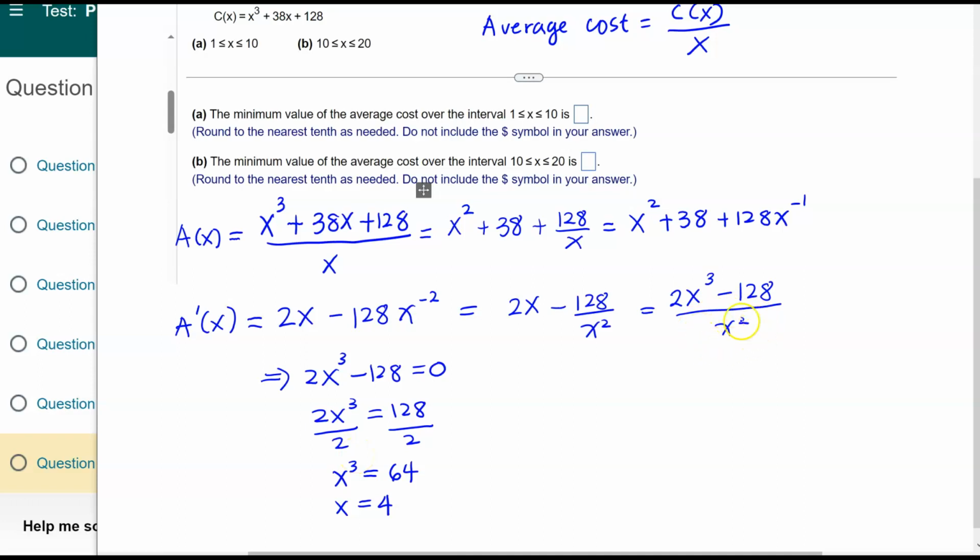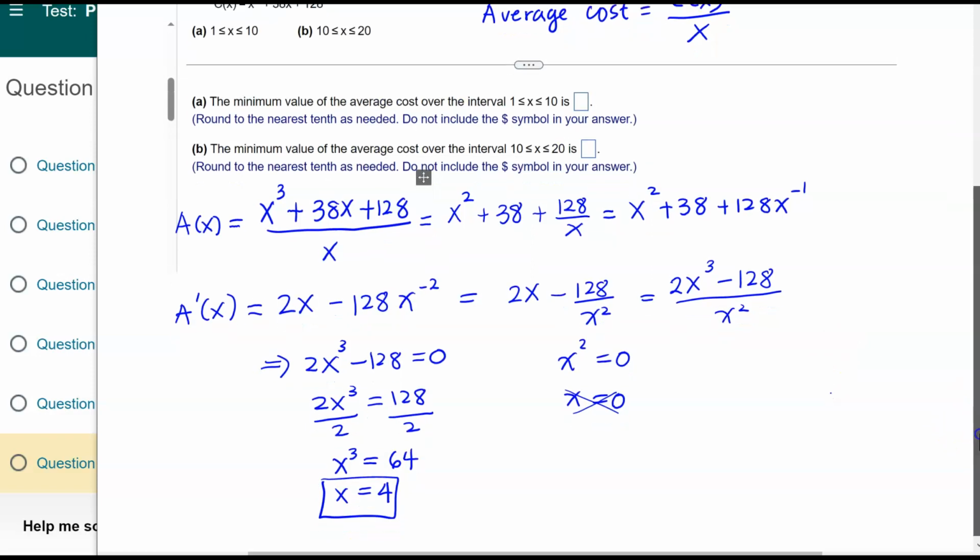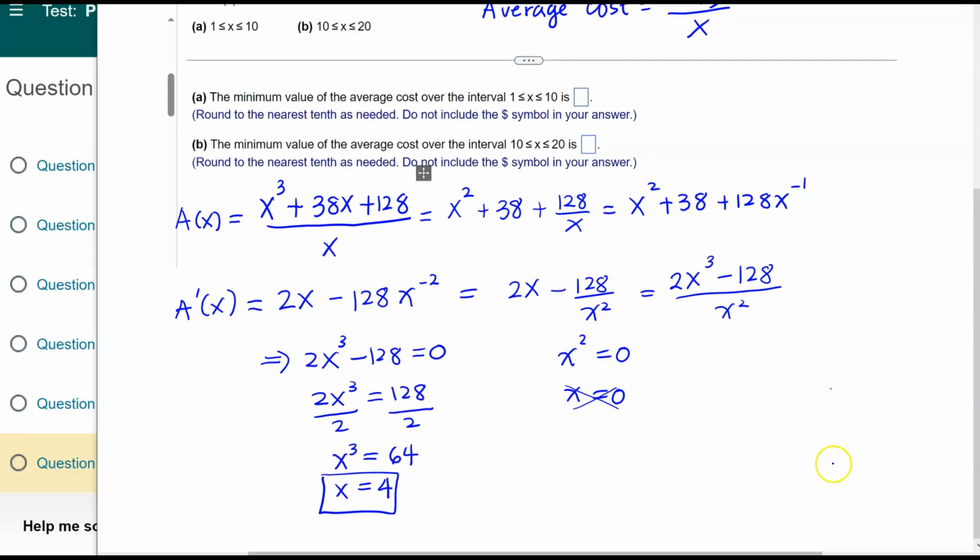Then you do the same thing for the denominator. x squared is equal to 0, so therefore x is 0. But if you go back to the given interval here, it says that the interval is from 1 to 10. So 0 is not part of that closed interval. So that means we're not going to include the 0 here. But instead, we're just going to use this value of x, x equals 4. So to find the minimum value, we now have this critical number.